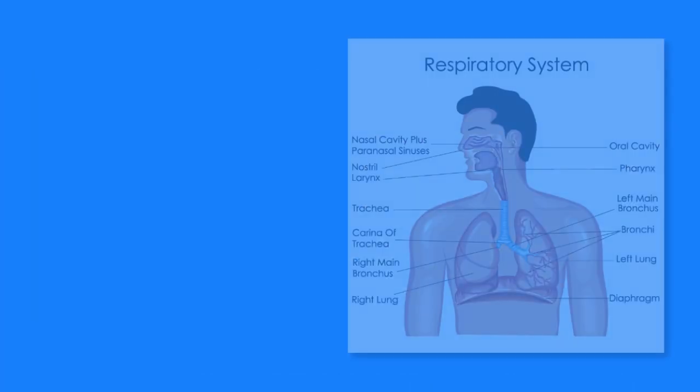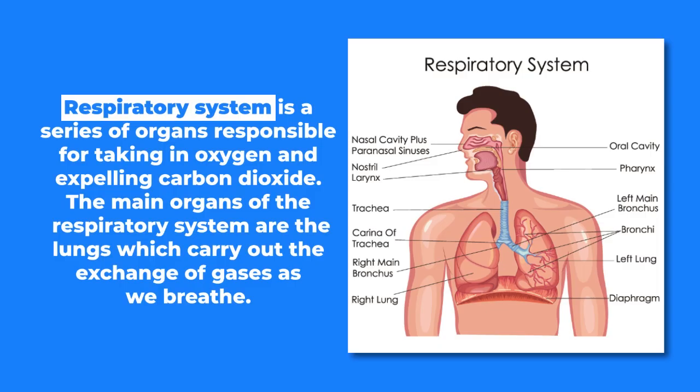Now, let's discuss the respiratory system and its function. What is the respiratory system? The respiratory system is a series of organs responsible for taking in oxygen and expelling carbon dioxide. The main organs of the respiratory system are the lungs, which carry out the exchange of gases as we breathe.